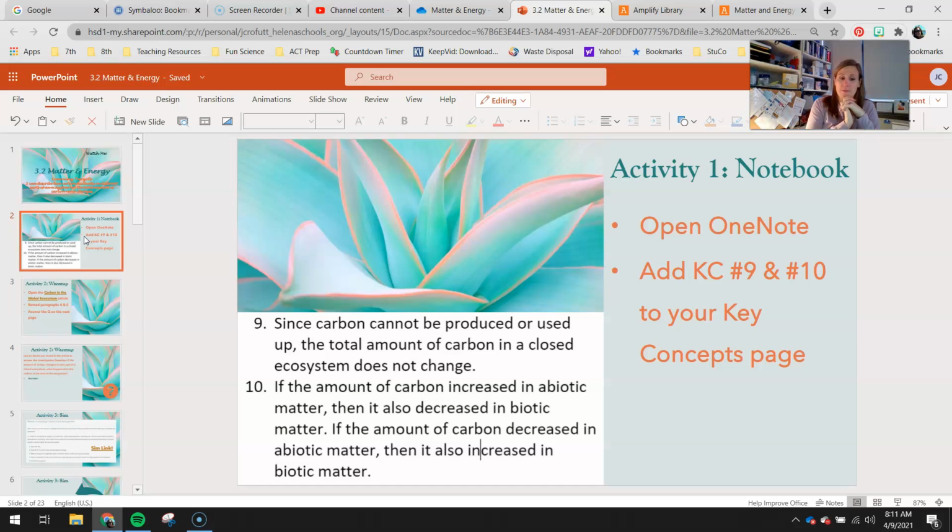And then number 10: if the amount of carbon increased in abiotic matter, then it also decreased in biotic matter. And vice versa. If the amount of carbon decreased in abiotic matter, then it also increased in biotic matter.